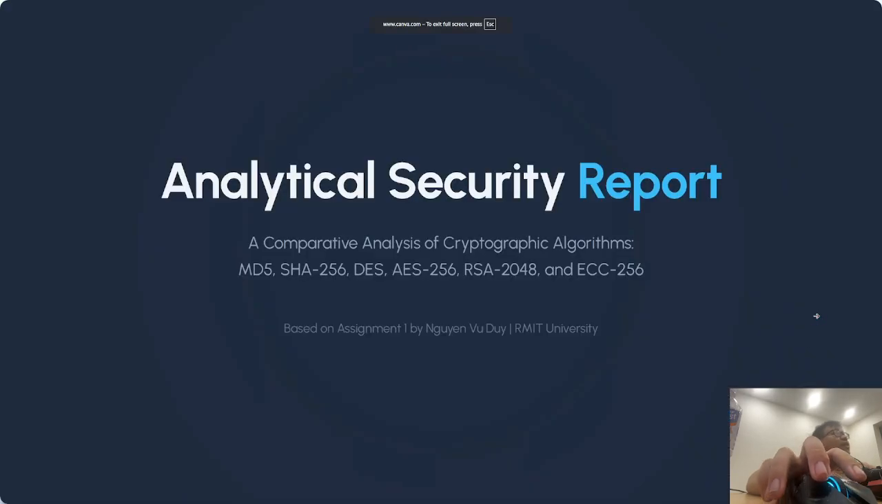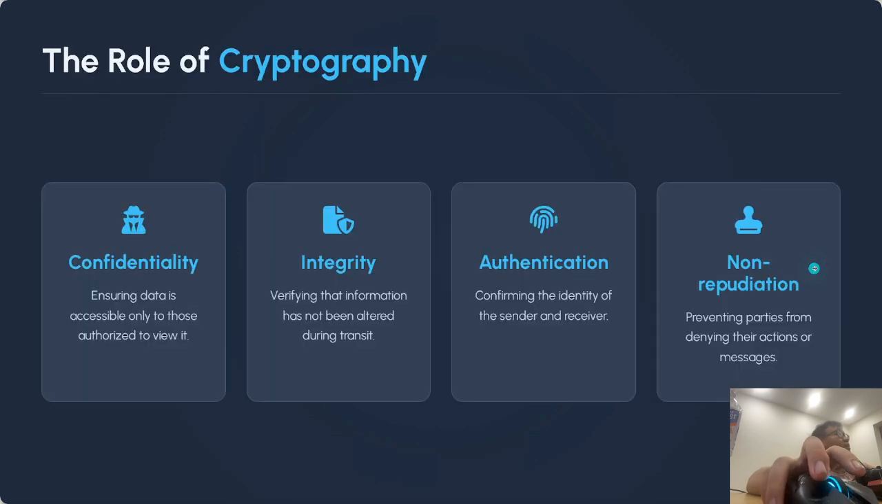Hello everyone. Today's presentation focuses on a comparative analysis of six major cryptography algorithms, evaluating them based on performance, speed, and security. We will look at hashing, symmetric and asymmetric encryption to determine which standards are best suited for modern systems. Before diving into the algorithms, let's establish why we use them.